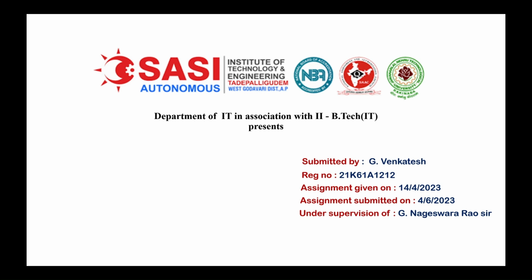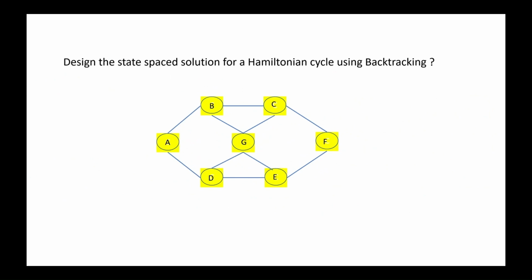In this video, I gave an idea about the solution for a Hamiltonian cycle using backtracking. Here is an example, we will do it later. First of all, we discuss what is a Hamiltonian cycle and what is backtracking.